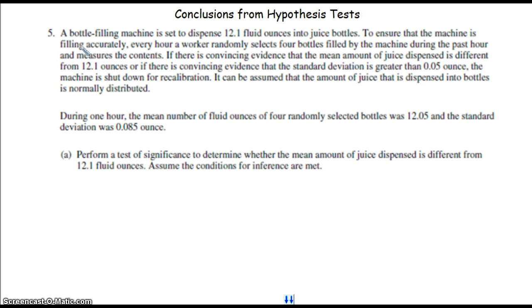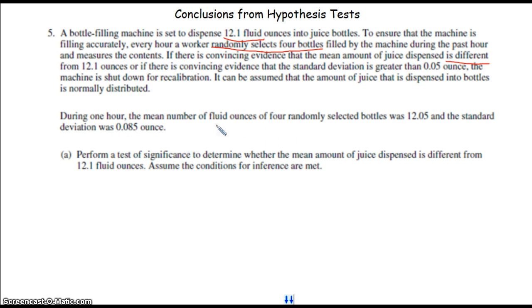We're looking at a bottle filling machine. It's supposed to dispense 12.1 fluid ounces. So that's what we believe it should be doing right now. And then what we're doing here, we're going to randomly select 4 bottles and see if our machine is manufacturing these bottles correctly, if they're filling them correctly to 12.1 fluid ounces. That's what we're trying to figure out now. Is there convincing statistical evidence that the mean amount is different? So again, is different is also a key component.